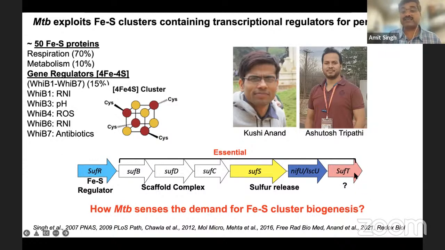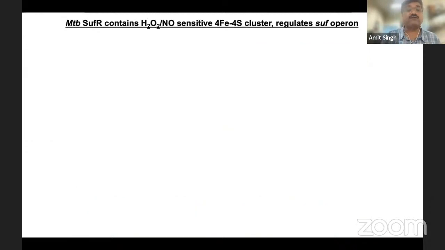And then I'm going to tell you about SUFT. So SUFR, based on a homology search, and I think before our paper could publish, there are some publications to show that SUFR is an iron sulfur cluster protein.